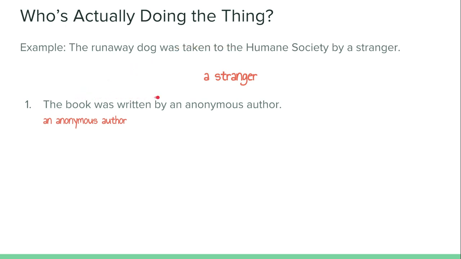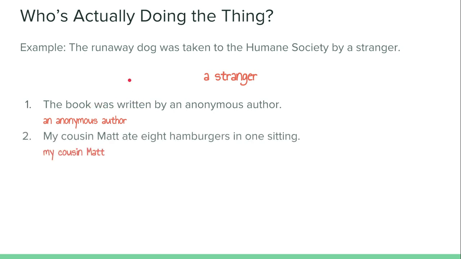The book was written by an anonymous author. Who's actually doing the book writing? The book isn't writing; the author is writing the book. So an anonymous author. This one's in the passive voice. We've got this by that sometimes is a good clue. And then it's was written.